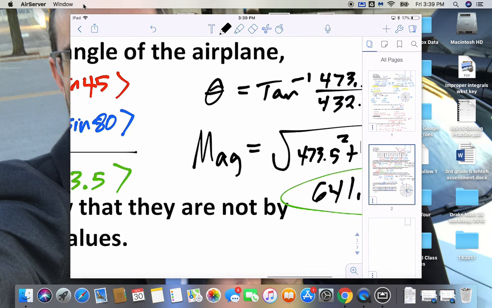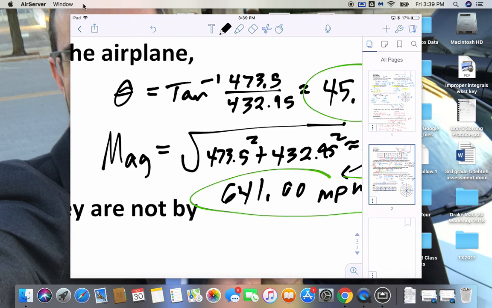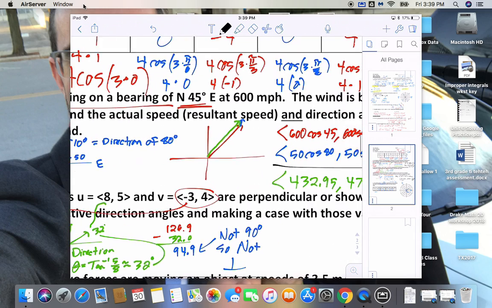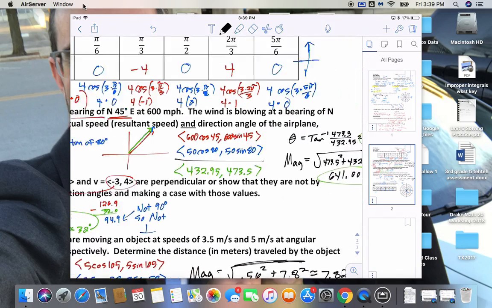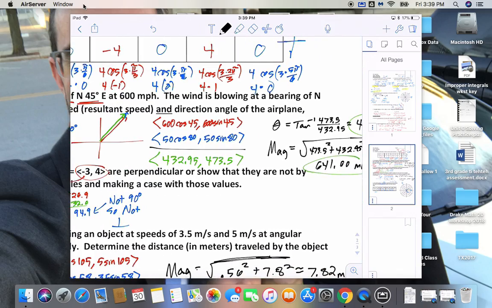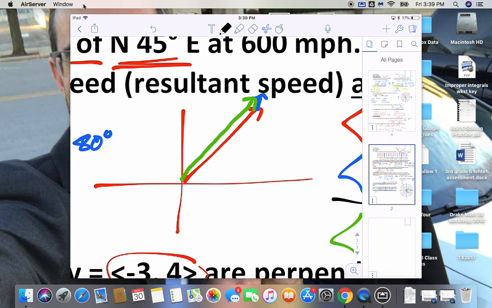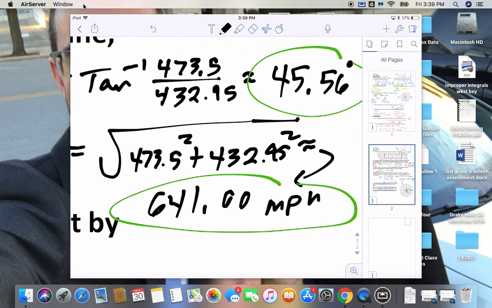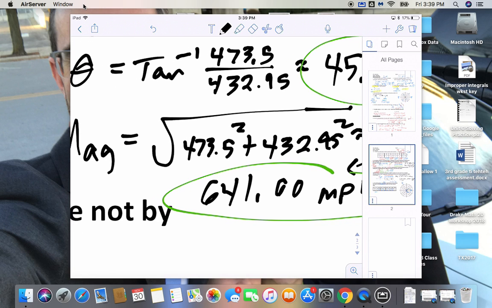And then you have to get the direction and magnitude of that resultant green vector, which you do with inverse tangent. Since this resultant vector is in the first quadrant, the inverse tangent will be correct. I don't have to add 180 to it, and you can even see that from the picture. And then the magnitude is 641, which is faster than how I started. So 45.56 degrees means it goes further north than its original 45 degree setting. And it's also faster than 600. It's now going 641 miles per hour. The wind was 50 miles per hour, but not all of the wind was applied to the plane because it was a little off center.